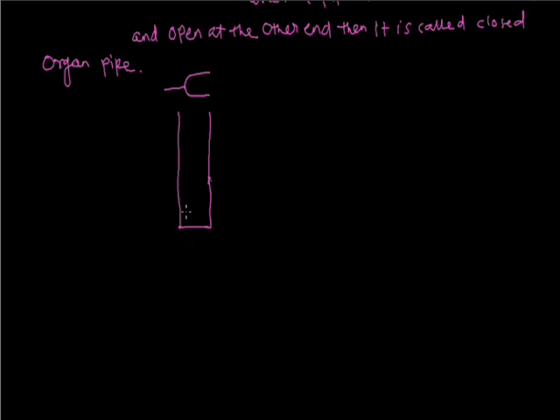The air particles that vibrate at the open end always form an antinode, and the air particles that are not free to vibrate at the closed end form a node. So the wave will be something like that: an antinode at the open end and a node at the closed end, because at the open end the air particle is free to move, and at the closed end the air particle is not free to move. So always at a closed end it forms a node.